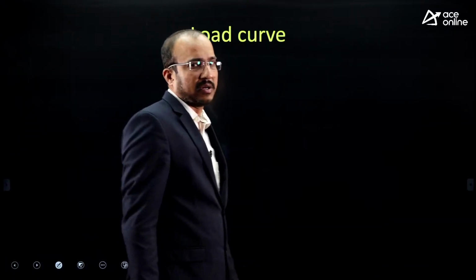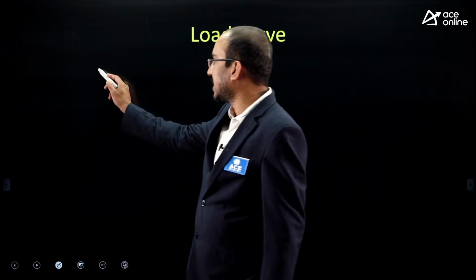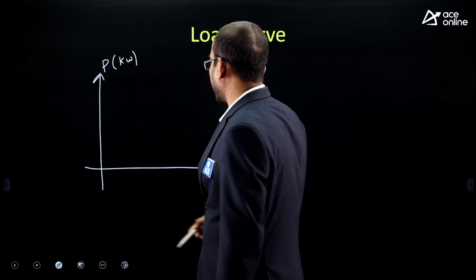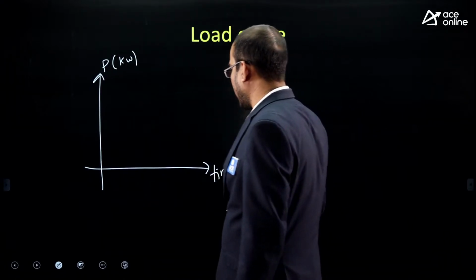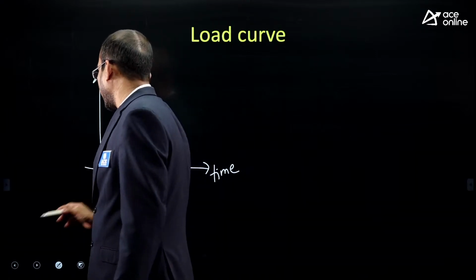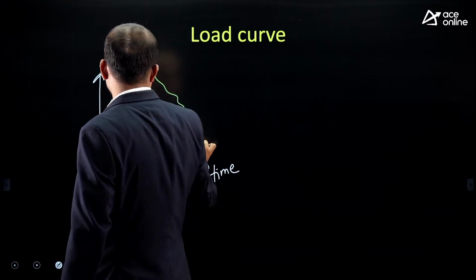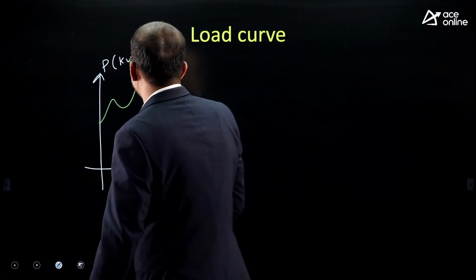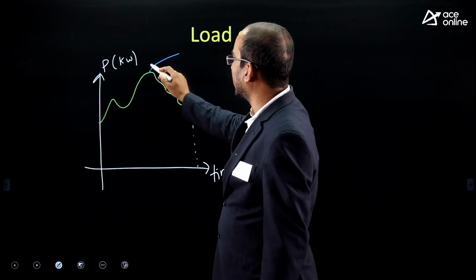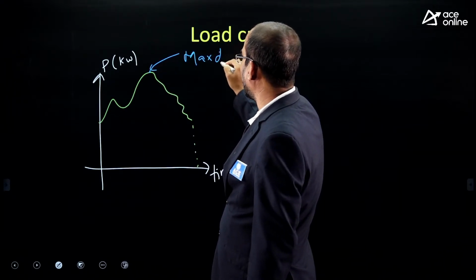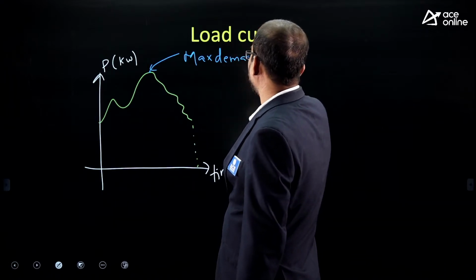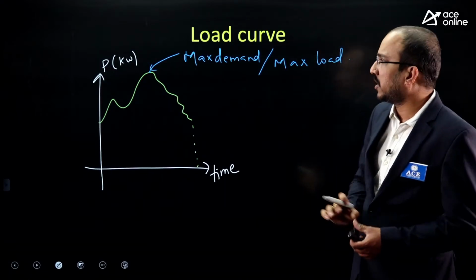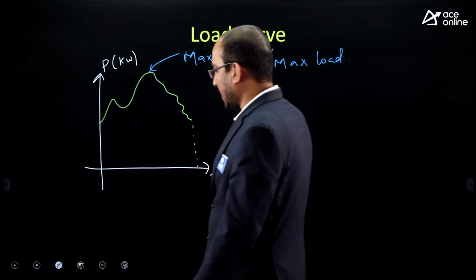What do you mean by load curve? What does the load curve show? Load curve shows the variation of power drawn by the load with respect to time. Here the load is not constant. Load is a continuously variable parameter. The highest point on the load curve gives the maximum demand or maximum load.